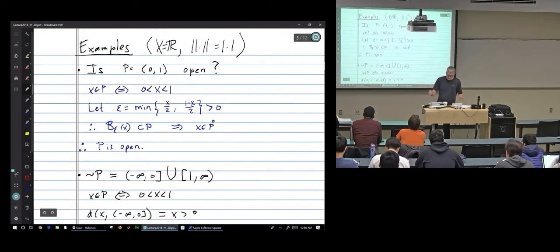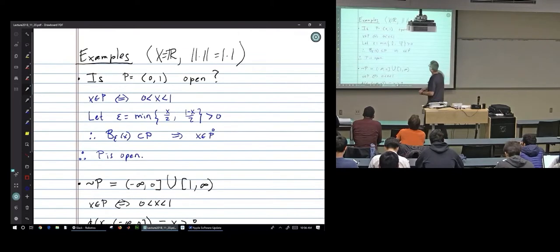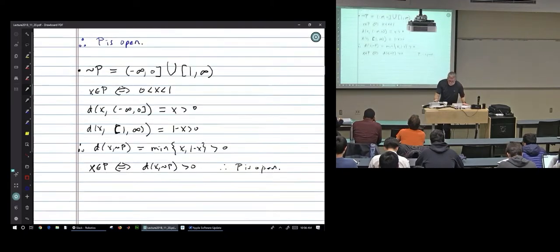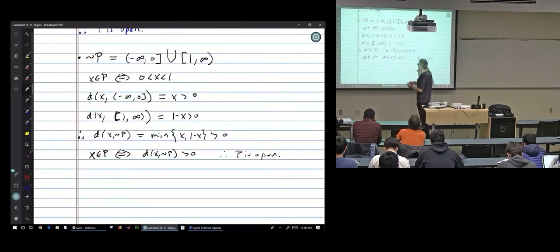Okay? So we can do it either way. And I'm just pointing out on this trivial example, we could check it by the definition, checking that each point in P is an interior point in P, or we could check it by the characterization, every point in P is a positive distance from the complement of P. Those are the same things.